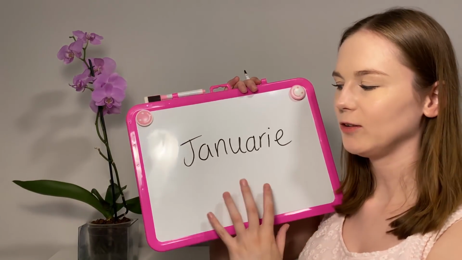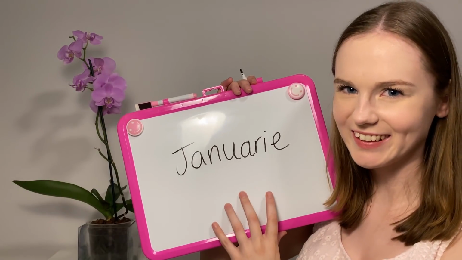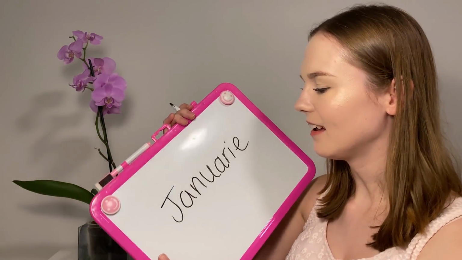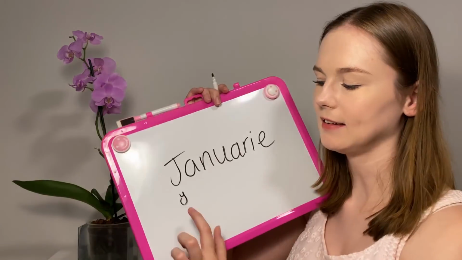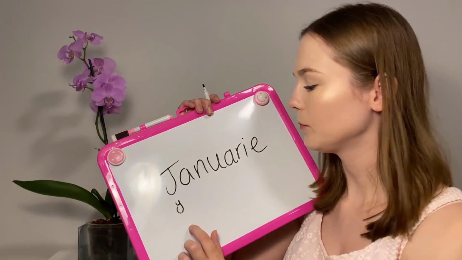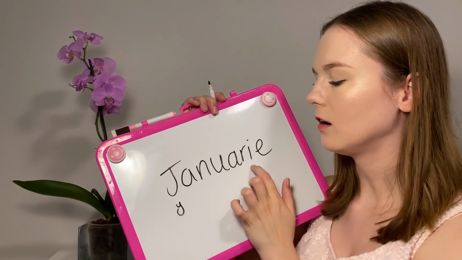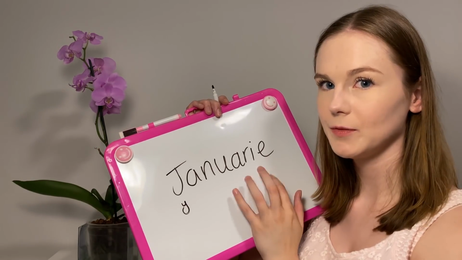Then we're going to move on to the months of the year. January is Januari. The J sound is like a Y sound. It sounds like a ya, Januari. And the R has a roll on it. Other than that, pretty similar to English.